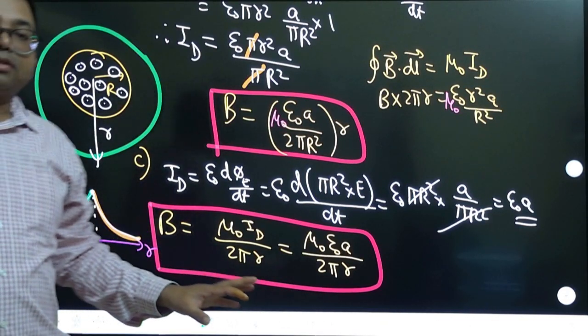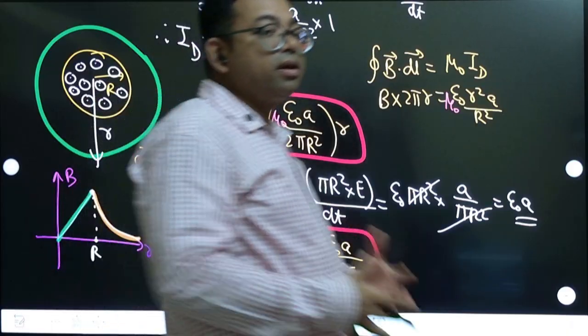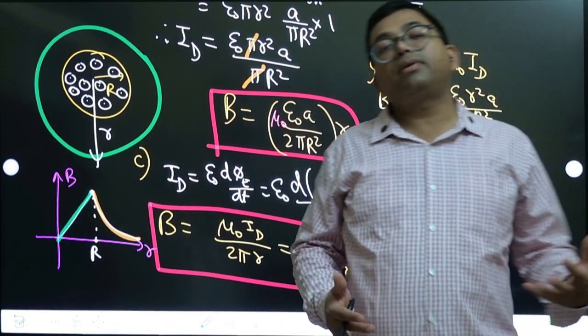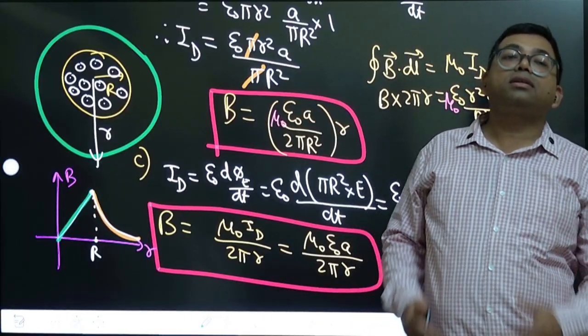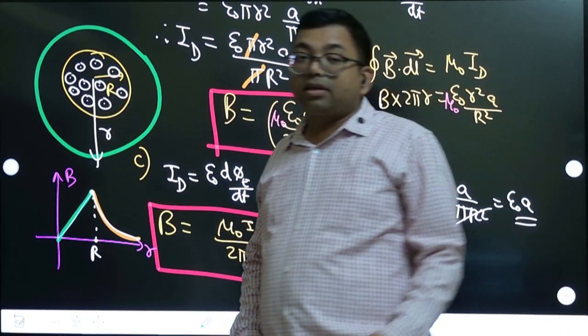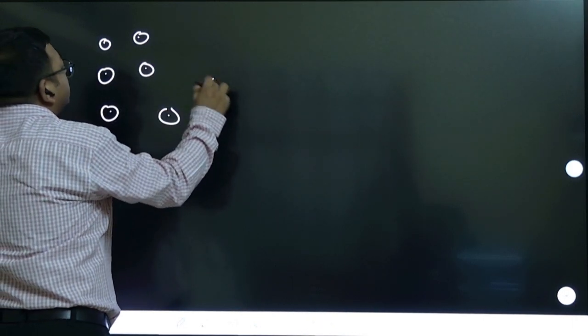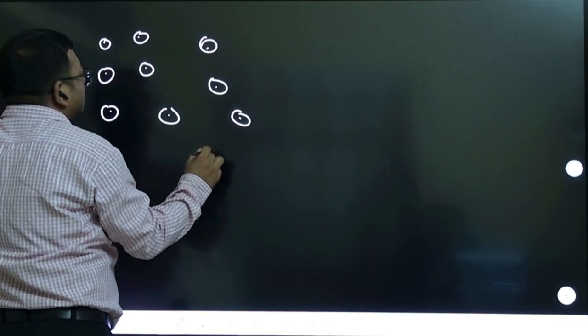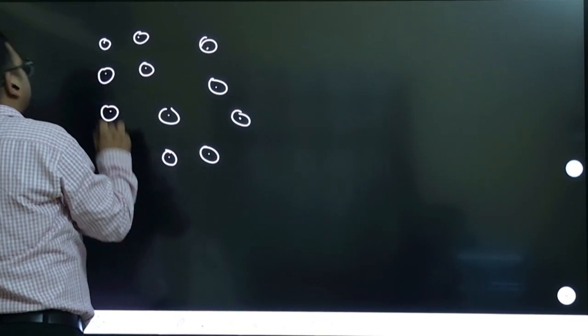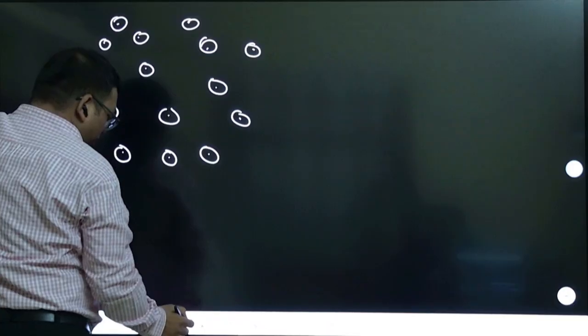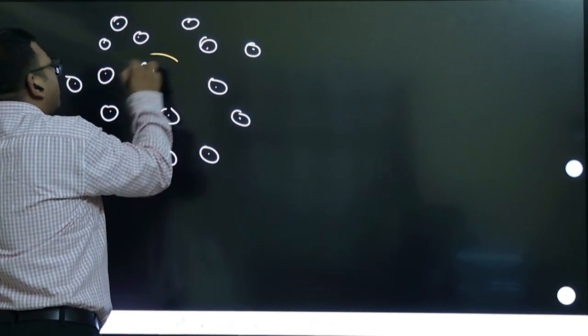For this case I have assumed that the field is only present in a region, but now let us say the electric field is present everywhere. Redo this calculation and see what type of graph comes. Is there any change or not? Let us do that. Suppose the field is present everywhere, and they have given a region of capital R.